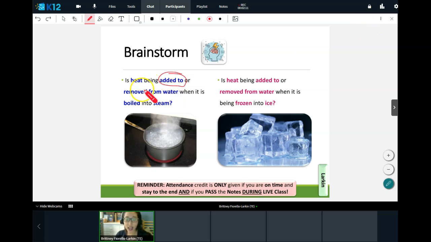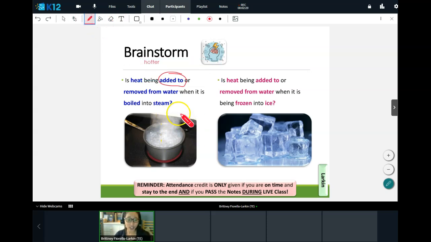All right. And if we're adding heat to it, what do you think is going to happen to the temperature of the water? Is it going to increase or decrease? Will it get hotter or colder? Tell me in the chat box, is it going to get hotter or colder? Yeah, it's going to rise, it's going to increase, it's going to get hotter, absolutely.